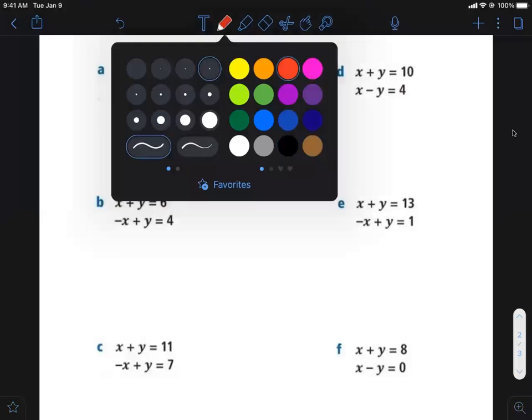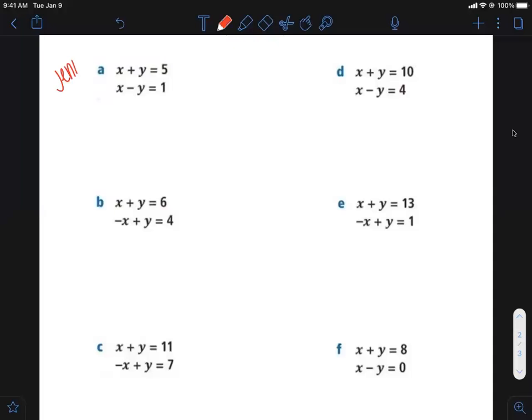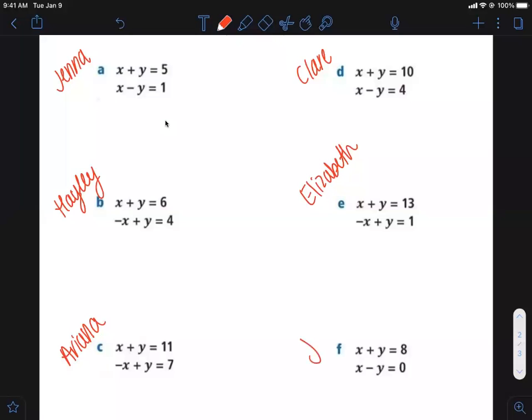After a certain time, I'm going to have Jenna's group walk us through A. It doesn't have to be Jenna. I'll have Haley's group walk us through B. And Ariana's group will walk us through letter C. Claire's group, room 1, will walk us through D. Elizabeth's group will walk us through E. And Julia Henning's group will walk us through F.